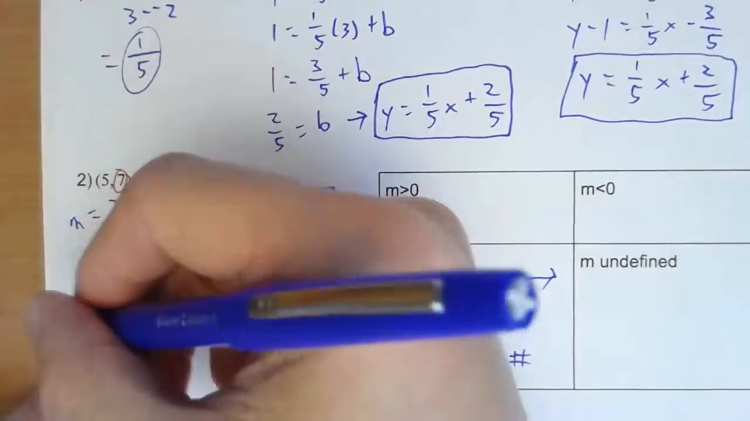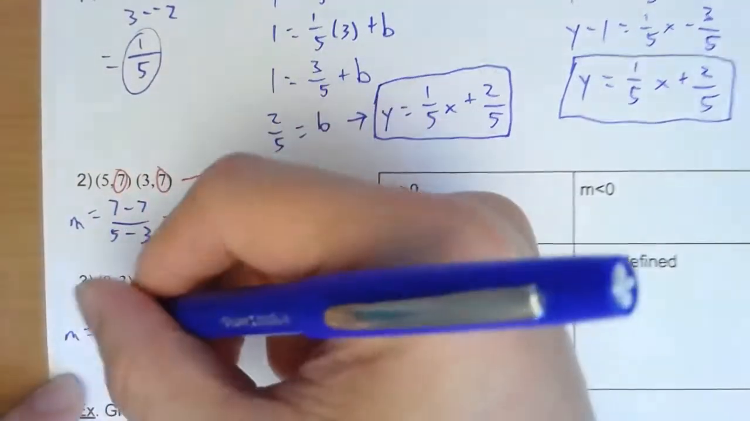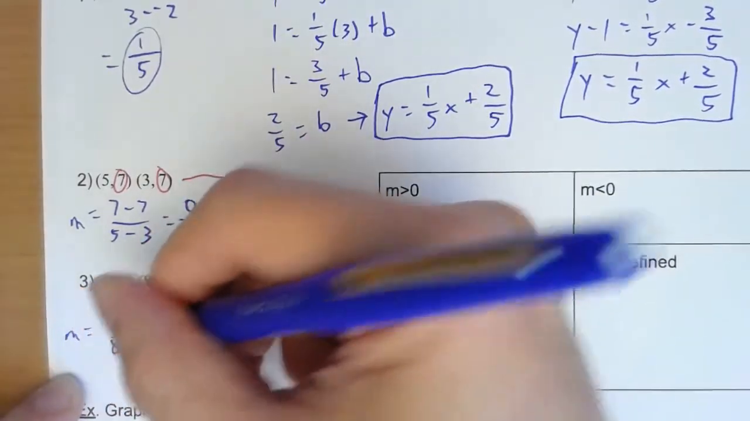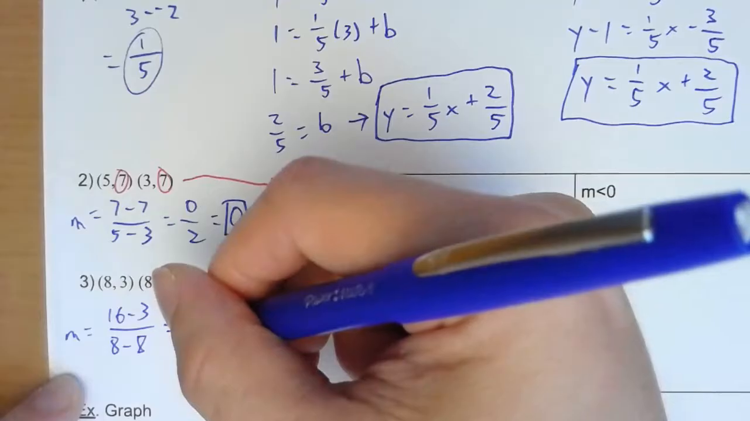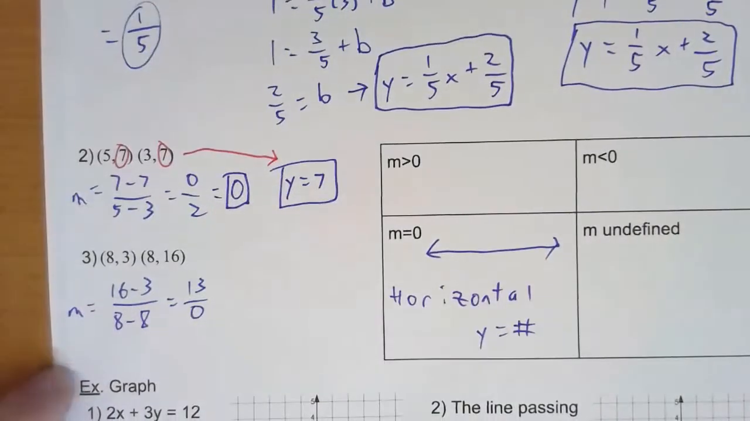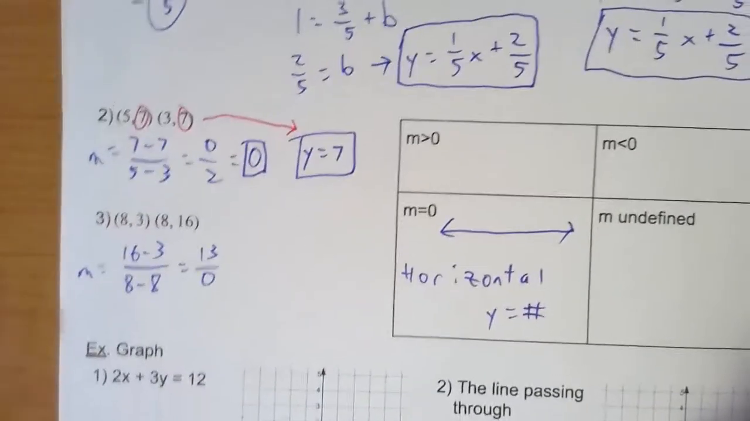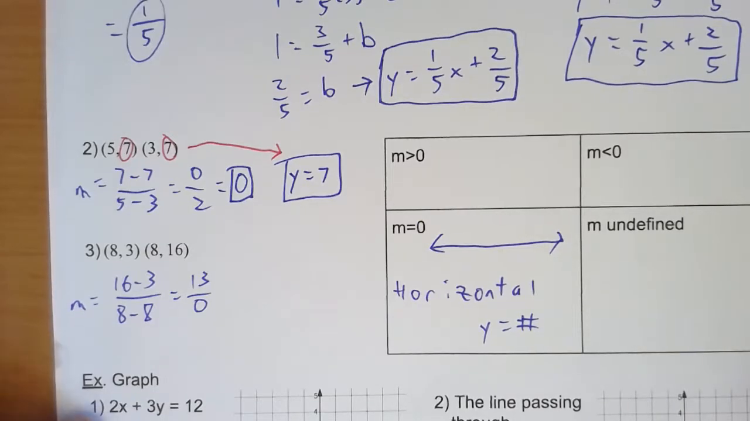All right, now this one, when we try to find our slope, we're going to have the 0 in the denominator of the fraction. Well, that's not allowed. If you have $13 and try to divide it among 0 people, where does it go? It has to go somewhere. That doesn't make sense. That doesn't work. You're not allowed to divide by 0. You can't have 0 in the denominator.